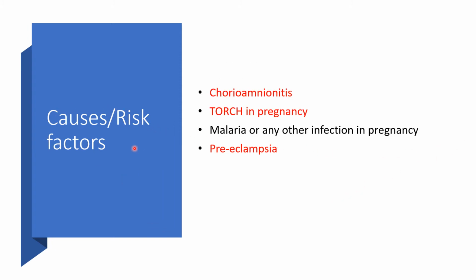Still on causes and risk factors, chorioamnionitis in a pregnant woman, yes. TORCH, that is toxoplasmosis, rubella, cytomegalovirus, and herpes in pregnancy will be a culprit. Malaria in malaria endemic regions of the world and other infections in pregnancy could be responsible for cerebral palsy, just as preeclampsia could be.